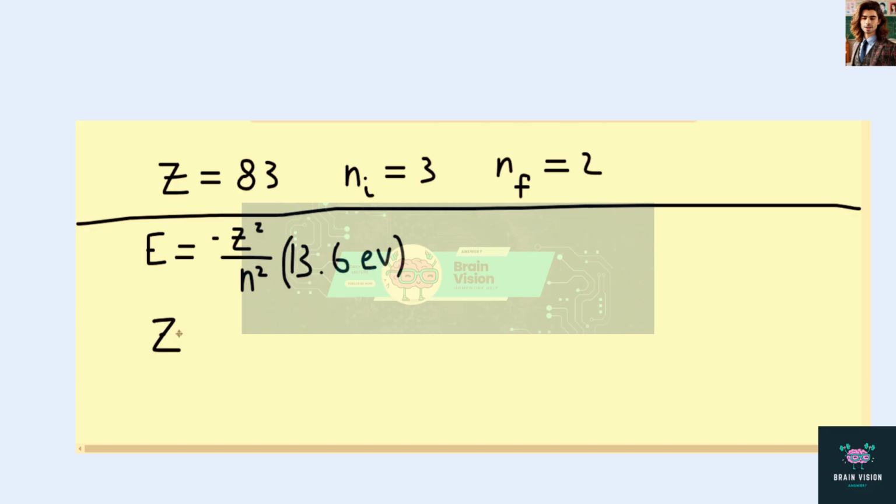So for the M shell, we can call this Z sub M. This is going to be equal to our original value, 83, so Z, minus 9, because we have 9 electrons, 2 from the K, and then 7 from the partially filled L. So 83 minus 9 gives us a value of 74.